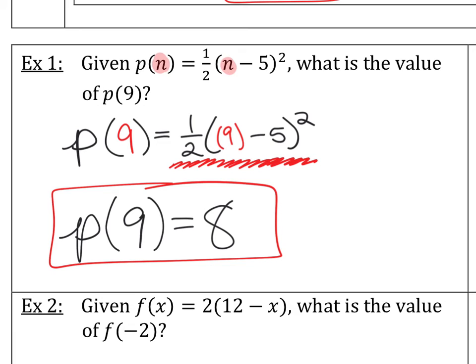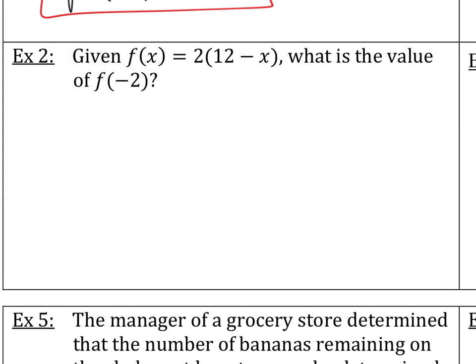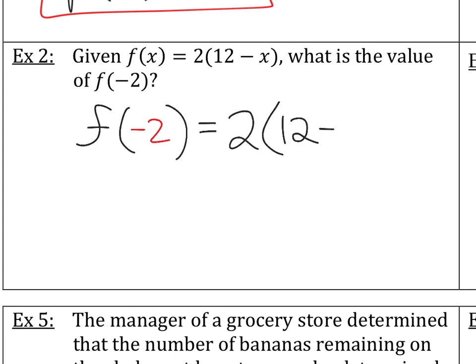Okay, so here's something that I want you to see, and I think I'm seeing this kind of widespread. On number 2, we have f of x, and what am I plugging into f of x? Great. Let's make sure we plugged this in right. So we're going to do f of negative 2, which means anywhere I saw an x previously, I'm going to put a negative 2.